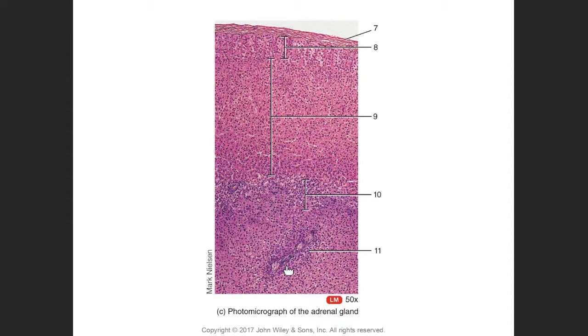So this is about the endocrine system. Any questions here?